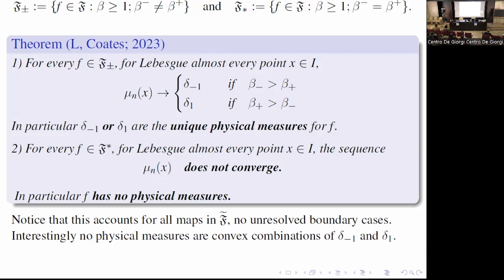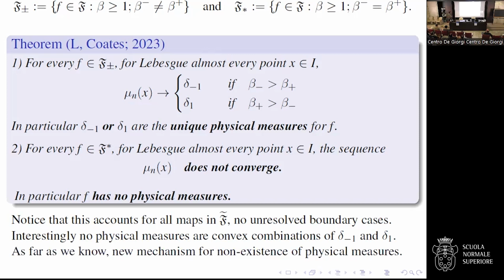Yes, so for me it's interesting that you just cannot get a convex combination of the two. And as far as we know, this is a new mechanism for the non-existence of physical measures. There are only very few examples out there. The most well-known one is the Bowen's eye, that many of you are familiar with, which is a kind of continuous time system where you just oscillate between two fixed points.